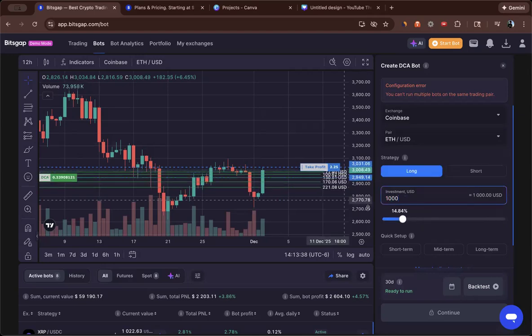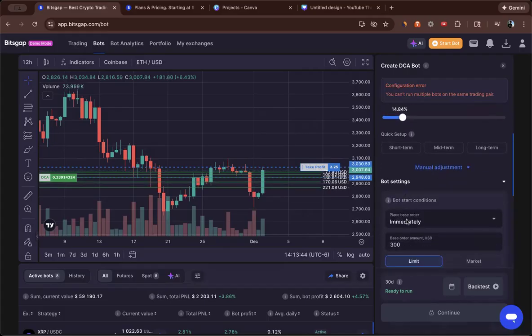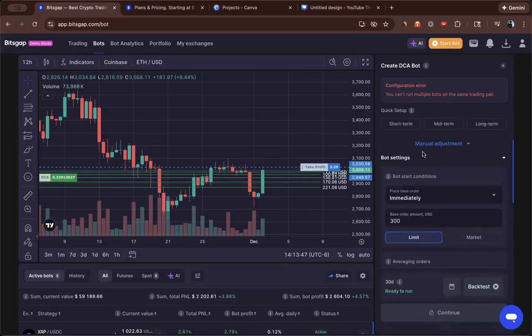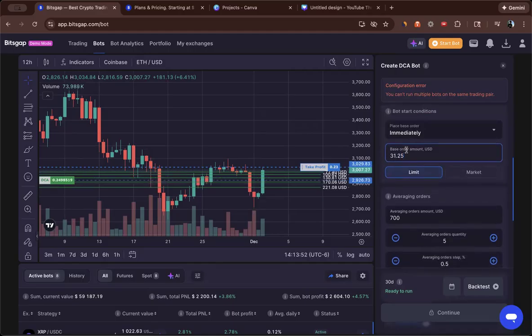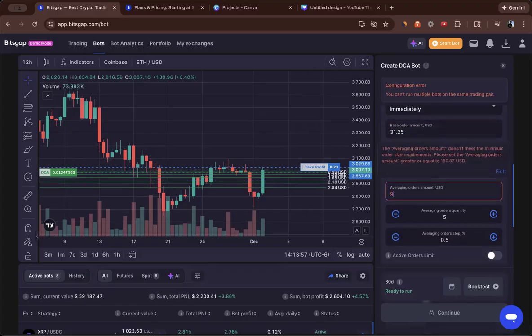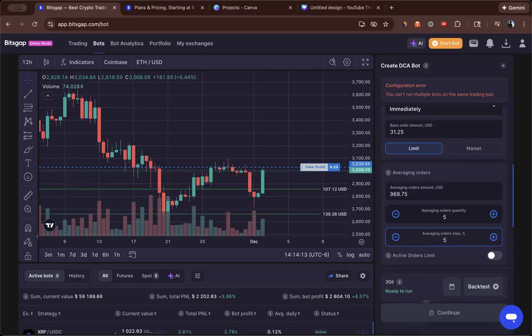We'll do our standard 1,000 that we start a bot with. Go down to manual adjustment, bot settings, 31.25 for that immediate order. And then the second order is also 31.25. This number here is the remaining balance of the bot. So you want to start out with $1,000, or you can easily scale that up to 2,000, 3,000, 4,000, as much as you want.